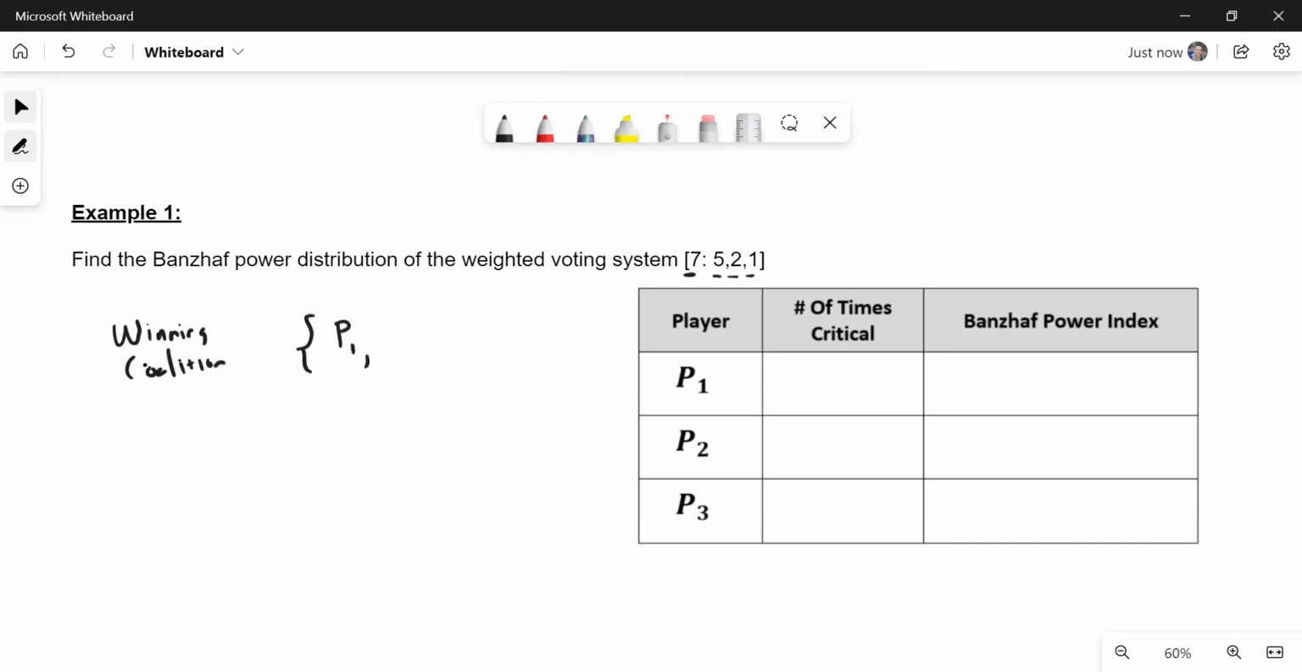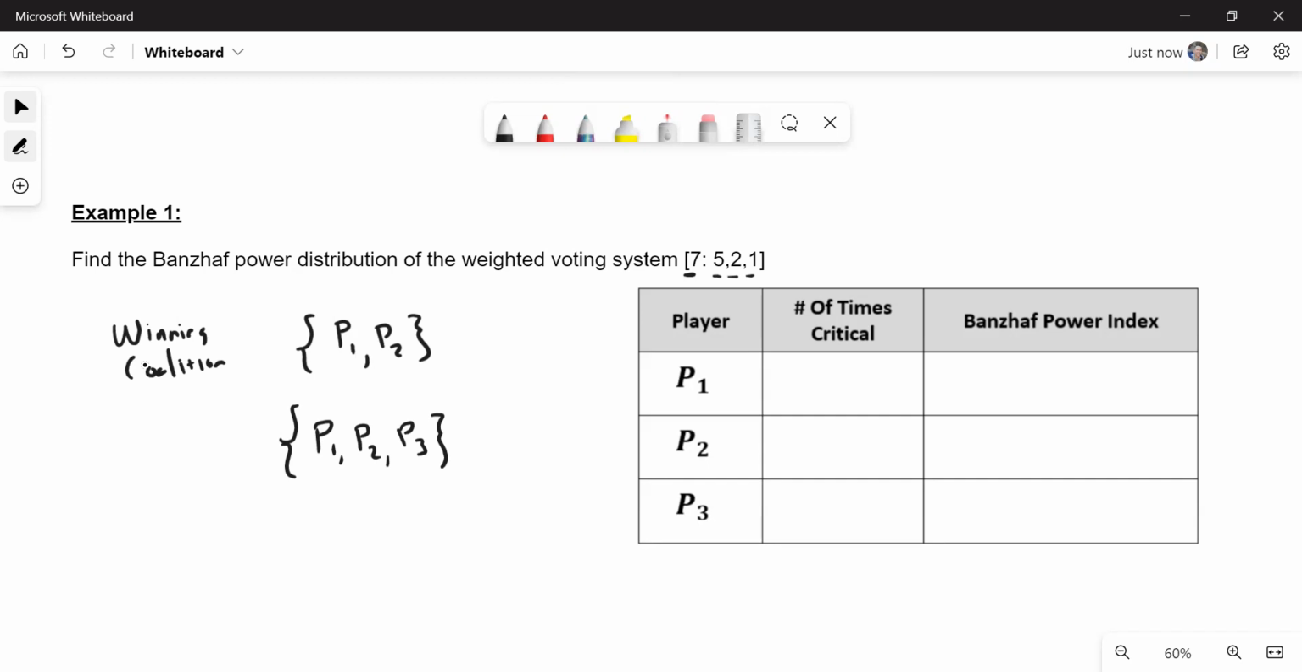If you take player 1 and you take player 2 together, that's 5 plus 2. That's 7. That's enough. But no other 2 players would be enough. The only other winning coalition we have is the grand coalition. If you have players 1, 2, and 3 all together, 5 and 2 and 1 is 8. That's enough to win. So that's the first step.